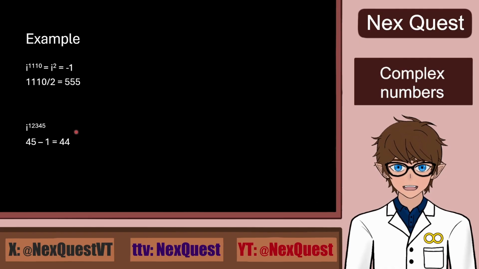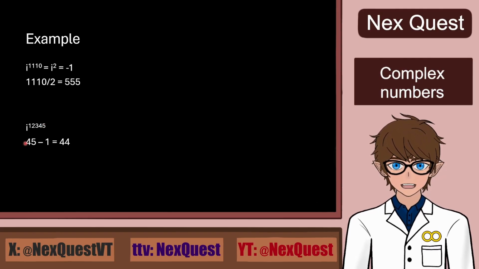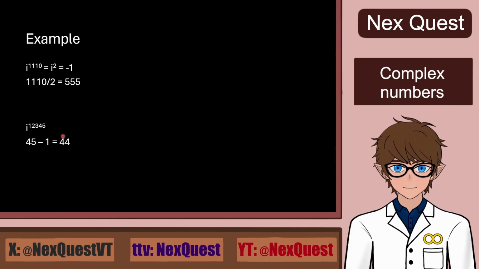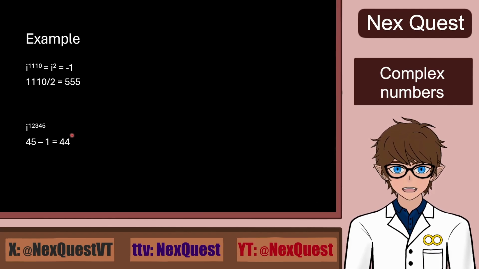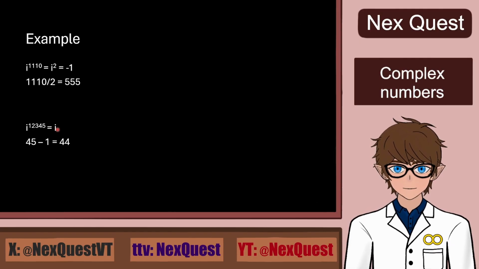12,345, which is an odd number. So we will look at the last 2 digits, so 45. Take the number that is 1 less than that, we get 44, which is divisible by 4, and this means that this is i to the power of 1. No remainder. This is our solution.